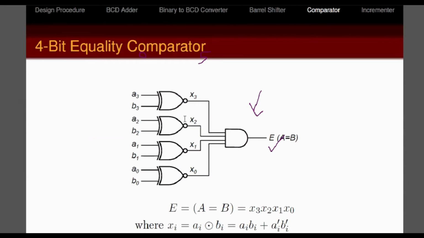So at the end, the equation for the circuit for A equals B is simply XNOR, XNOR, XNOR, XNOR. So this must be equal, this must be equal, this must be equal. Equal means 0, 0 or 1, 1. This one also either 0, 0 or 1, 1. So you come up with this circuit.